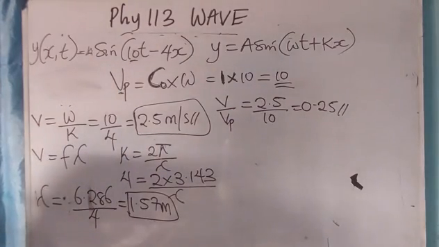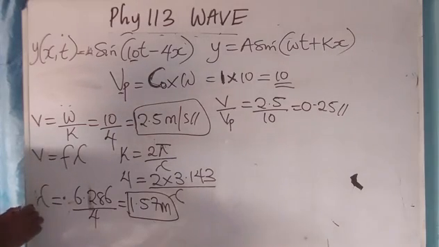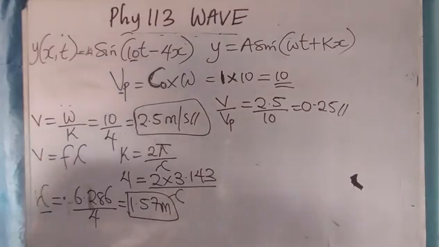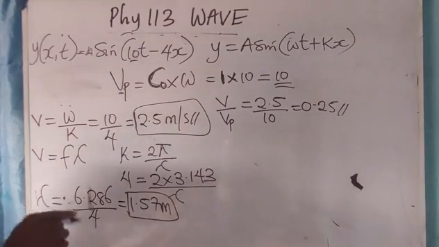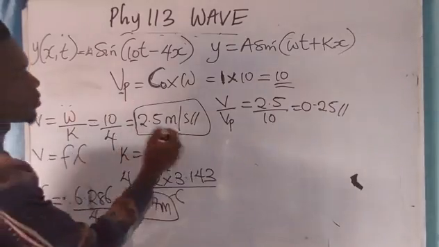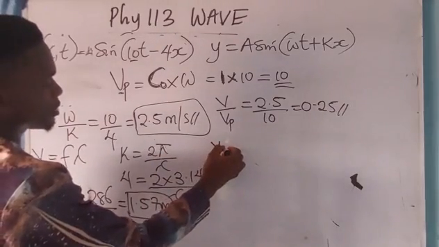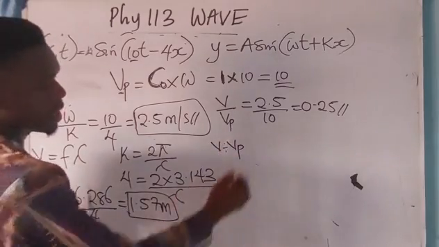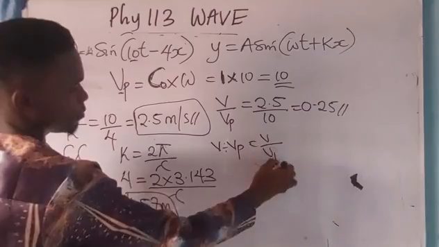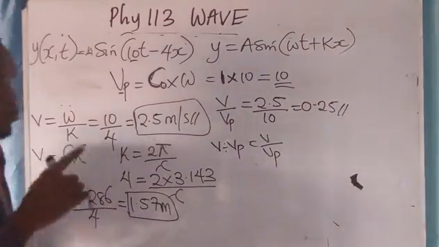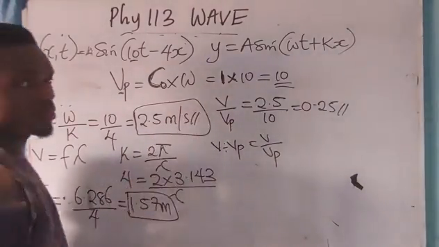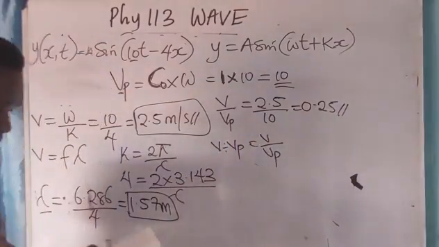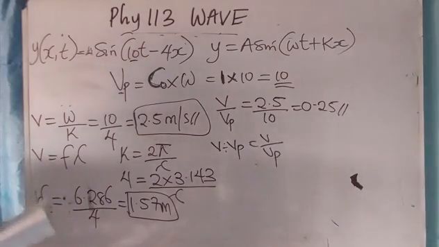Now to calculate the ratio, it means I've even calculated the wavelength. So the wavelength is given as what? 1.57 meter. Now to calculate the ratio. Ratio means what? Phase velocity divided by particle velocity, and that will be V over Vp. That is what I did here. So 2.5, which is the phase velocity, divided by the particle velocity, which is 10, I'll have 0.25. So the answer is 0.25.